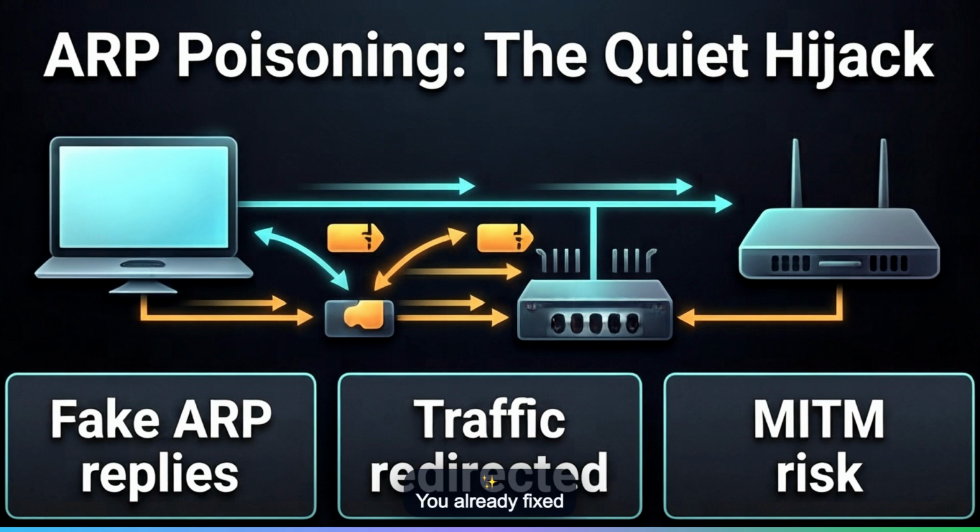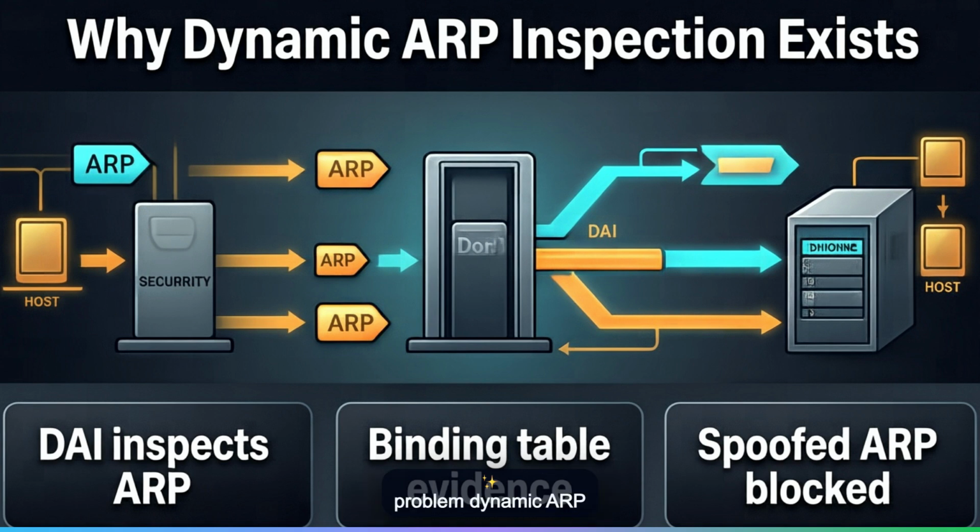You already fixed the rogue DHCP server problem with DHCP snooping. But now, a different attacker sits on the same LAN and does not need to hand out addresses at all. They simply tell everyone, through ARP, send the gateway's traffic to my MAC address. A few gratuitous ARP replies later, PC1 thinks the attacker is the router, the router thinks the attacker is PC1, and normal traffic quietly becomes a man-in-the-middle session. That is the problem Dynamic ARP Inspection solves.